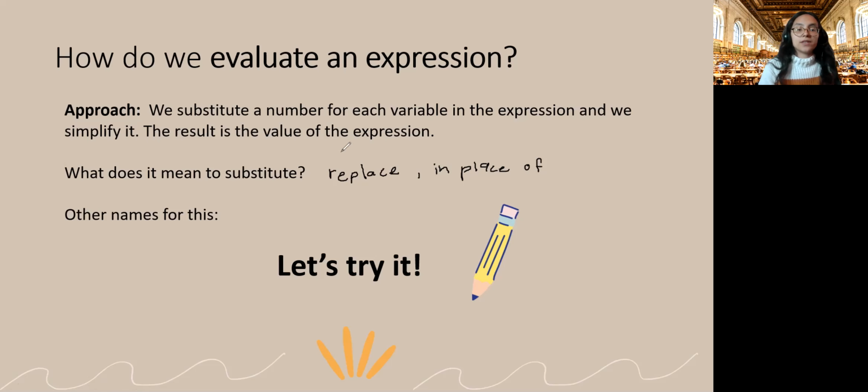So other names for this method for us to substitute and evaluate expressions is going to be the plug and chug method, where you literally plug in the numbers where you see the variables and you chug. You perform the operations that are being asked. And that's why it's important for you to know what is happening. Is it minus? Is it plus? Is it multiplication? Is it division? So let's go ahead and try some examples.